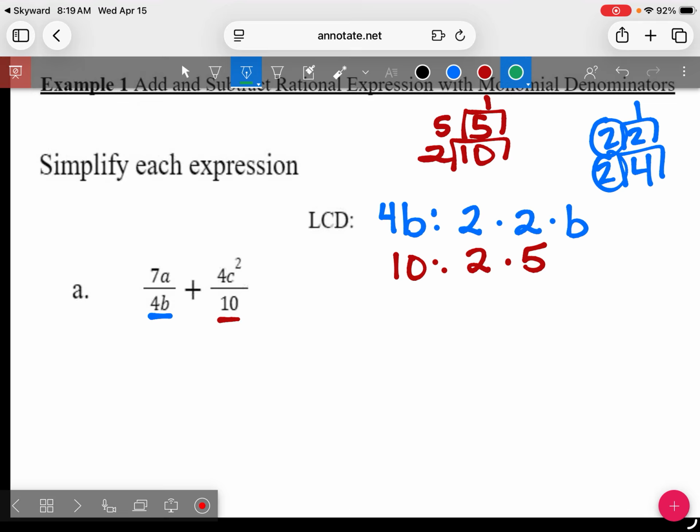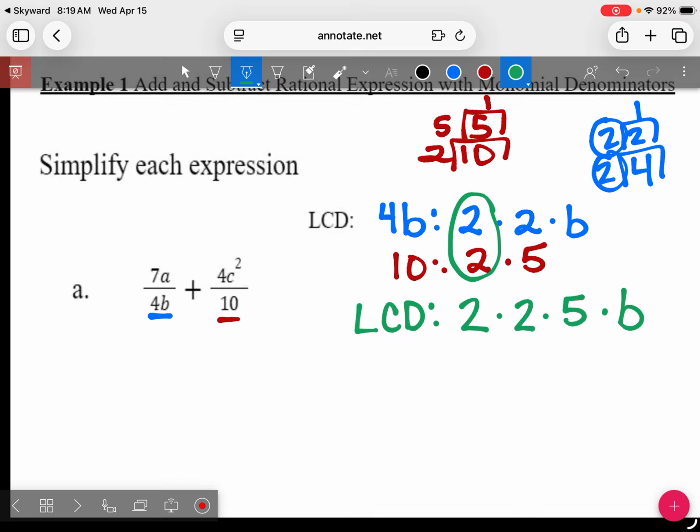So our LCD is what we get when I bring these together. Okay? So what do they both have? They both have a 2. So I'm going to put a 2 in my LCD pot. But I also need to add everything that I did not circle. So I need to add another 2, a 5, and a B. Because that's what I have that I did not circle. I have another 2, a 5, and a B.